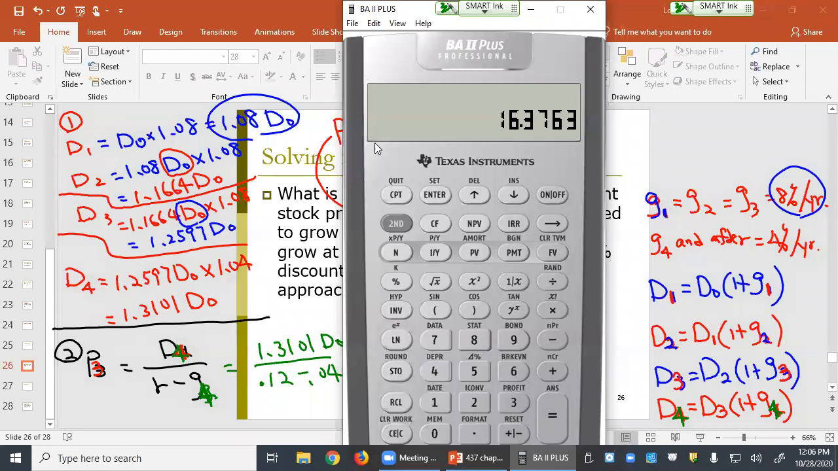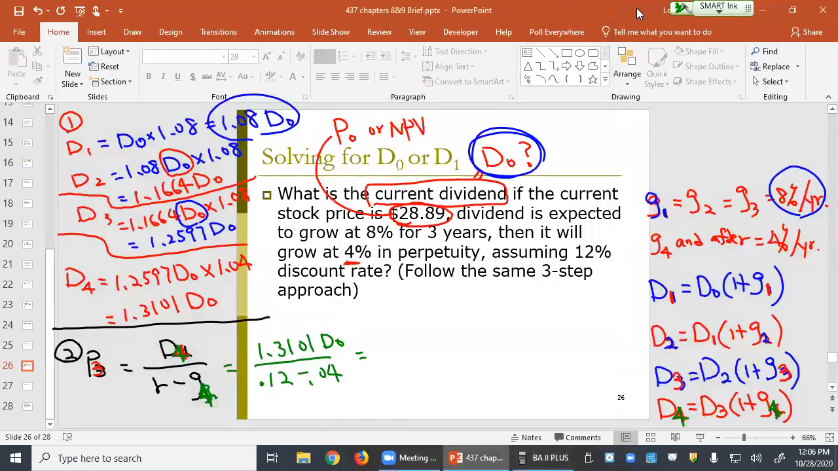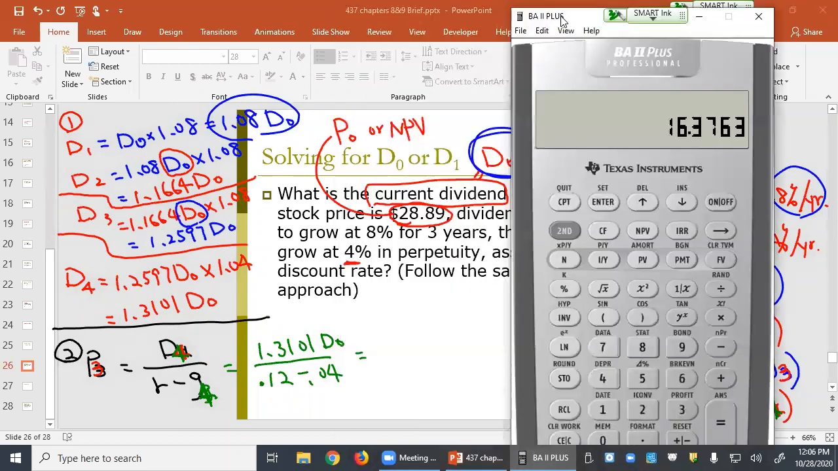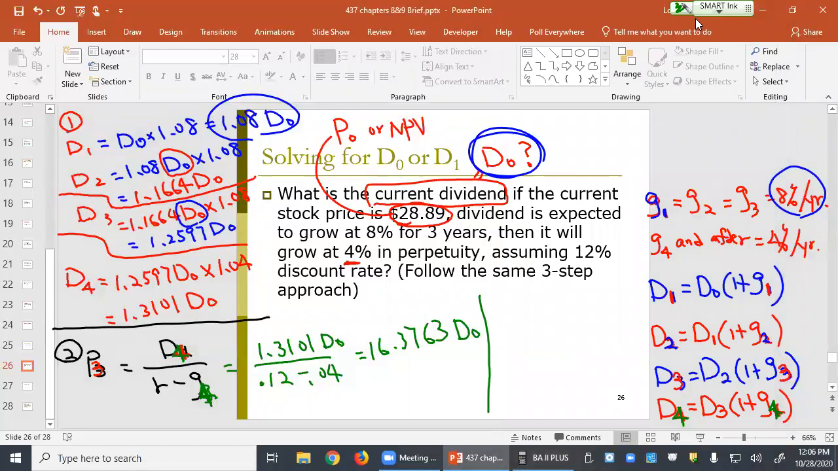16.3763 times D0. Okay, so we're pretending that the D0 isn't there, but it is still there. So that's the end of step 2. Now, what is step 3? Step 3 is to use the relevant cash flows that we have calculated in steps 1 and 2 to find your NPV. Well, that net present value is your P0.